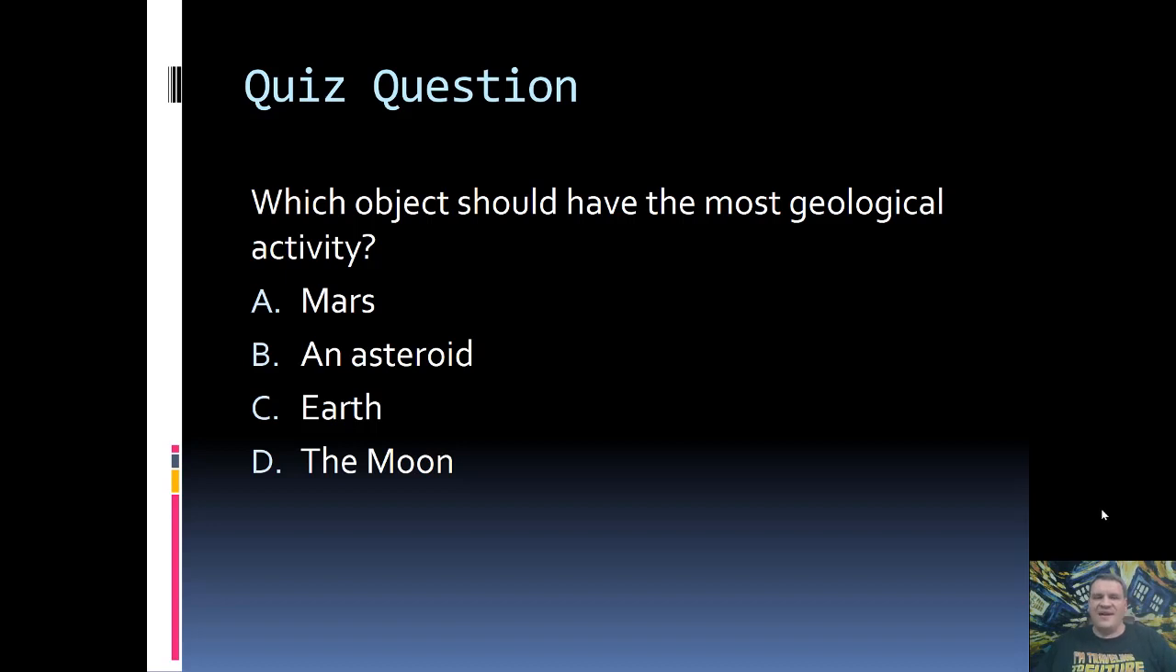All right, here is another thought question for you. Which object should have the most geological activity? A, Mars, B, an asteroid, C, Earth, or D, the Moon? Go ahead and think about it, and we'll discuss in just a bit.